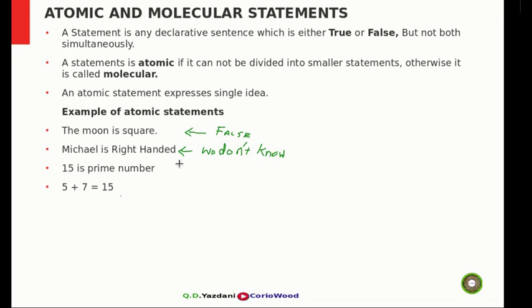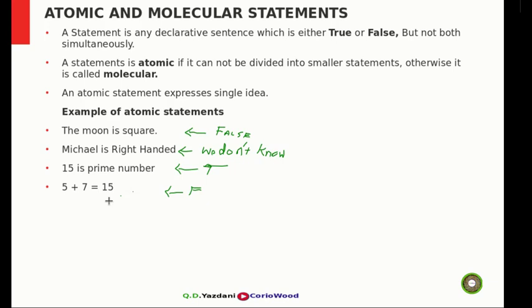15 is a prime number. That's correct, it's true, so I'm just going to put a T. 5 plus 7 is equal to 15. That's false, because 5 plus 7 is not 15. It's 12. So our first atomic statement, the moon is square, is false. The second one, Michael is right-handed, we don't know. 15 is a prime number is true. 5 plus 7 is equal to 15 is false because 5 plus 7 is 12.